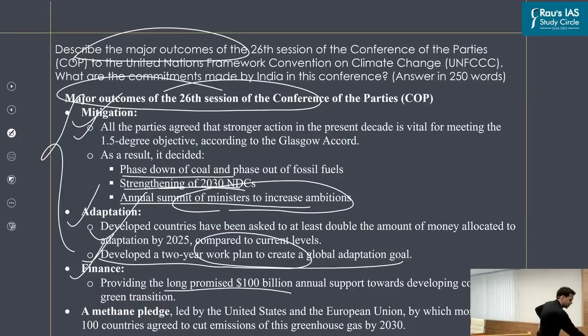Then a methane pledge was also finalized, because we know that methane is a greenhouse gas just like carbon dioxide. It has a much higher global warming potential than carbon dioxide. The only benefit is that the amount released by human activity is much less. And also the residence time of methane is much less. So that is why it is never the main focus. The main focus is always on the major greenhouse gas, which is carbon dioxide.